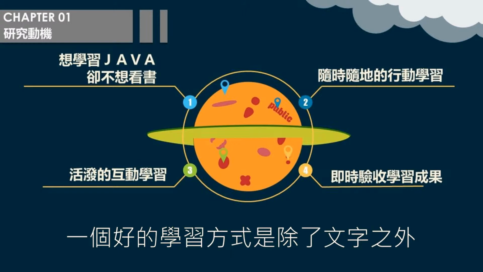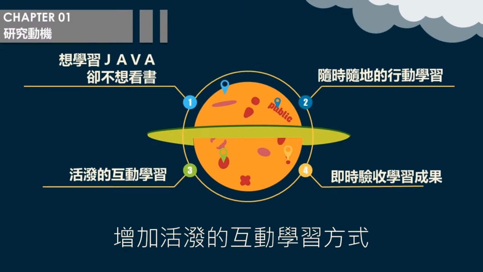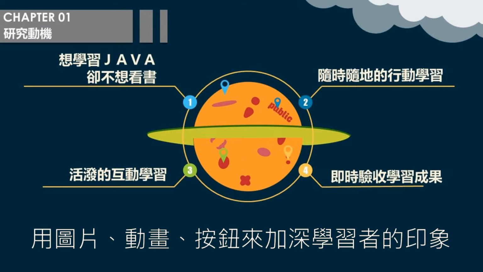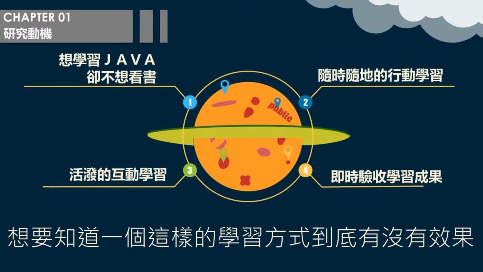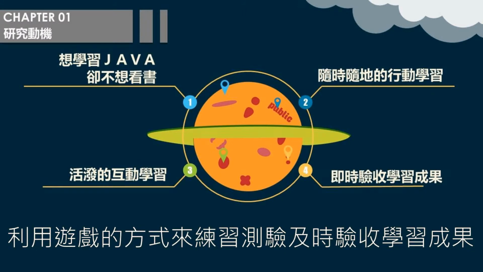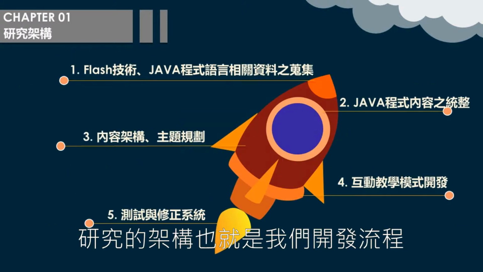We expected a good learning method to include not only text, but also interactive techniques such as pictures, animations, and buttons that increase the vividness and enhance users' learning. In order to know how effective this learning method is, we use games to try out users, giving quizzes, and instantly receive the result. The frame of our research is also our procedure of development.